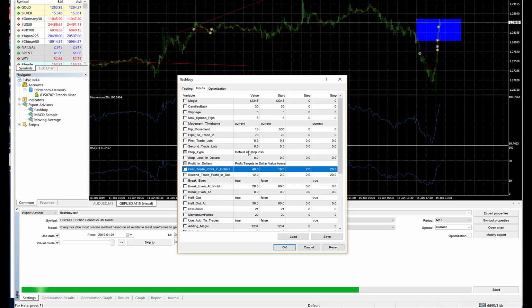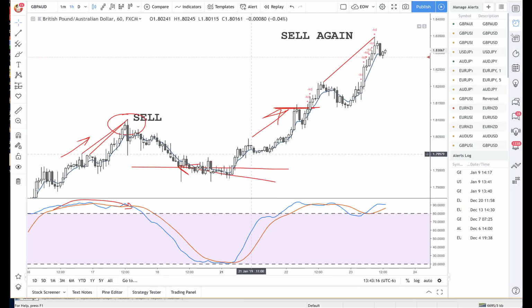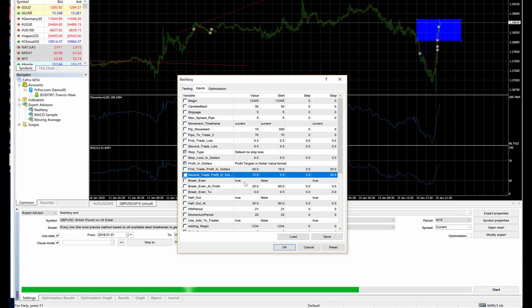First trade profit is $40. That means if we get into our first 3 mini lot trade, we're trying to make $40. Our second trade profit is $12. That means if both trades open, so this trade opens, we're trying to make $40. But if later on it has to open a second trade to try to be a winner, it's only going to try to make $12 total between the 2 trades, because things have gone wrong and we just want to make a small amount of profit and get out.